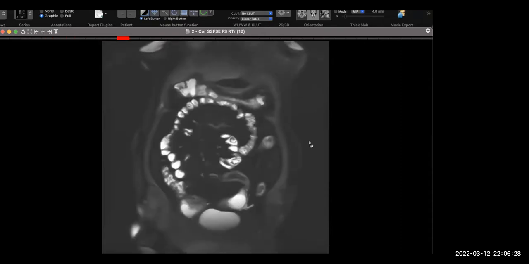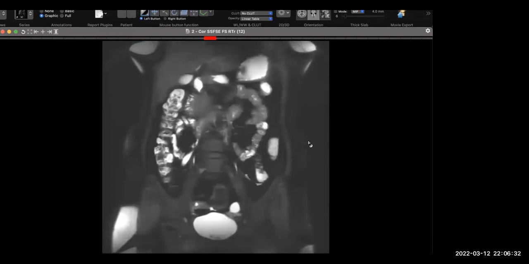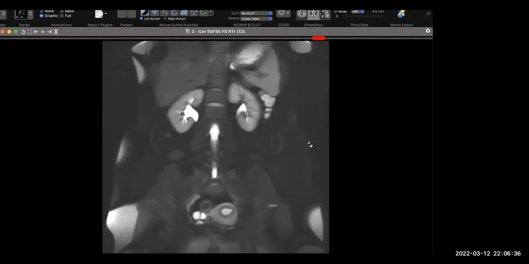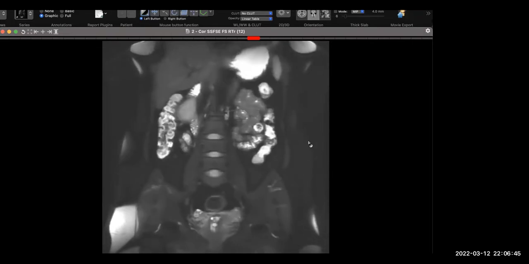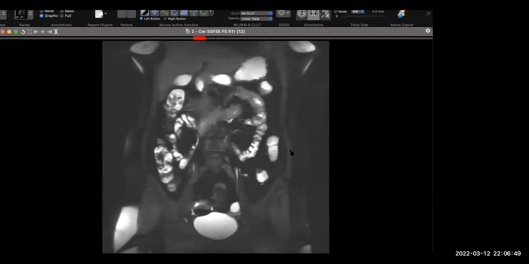So I have been provided with MR coronal images of the abdomen on a fluid sensitive sequence. Just scrolling through the images once. The spleen is mildly enlarged, the kidneys appear normal. I'm now assessing the bowel.